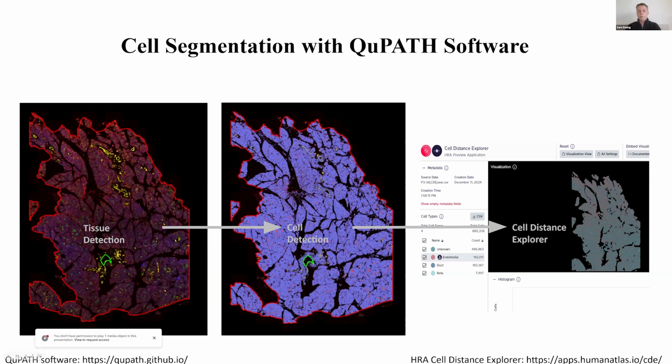And then with some proper formatting, we're able to put that into the Cell Distance Explorer, which is an excellent tool that HIVE has developed and is continuing to develop. That allows us to really look at the data spatially in 2D and look at the distances from the different cell types we have to the nearest endothelial cell or vasculature.